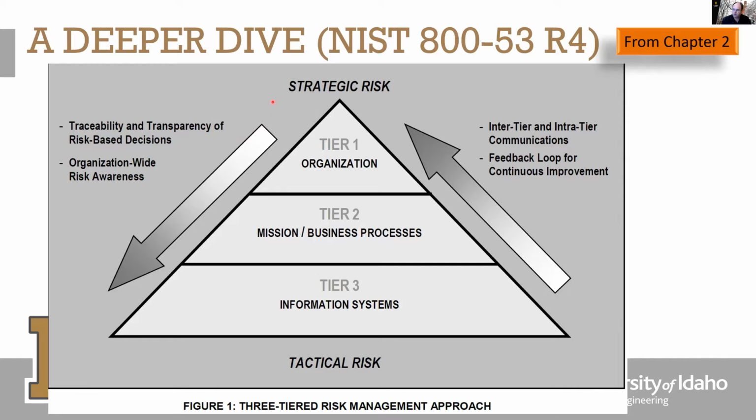And so when we deal with strategic risk, you want to deal with risk to the organization via risk to specific mission and business processes via risk to specific information systems. So we have transparency of risk-based decisions coming down. There's organization-wide risk awareness. And then going up, there's a feedback loop for continuous improvement. And there's communication between the management of these different tiers. And that gives us what they call tactical risk.